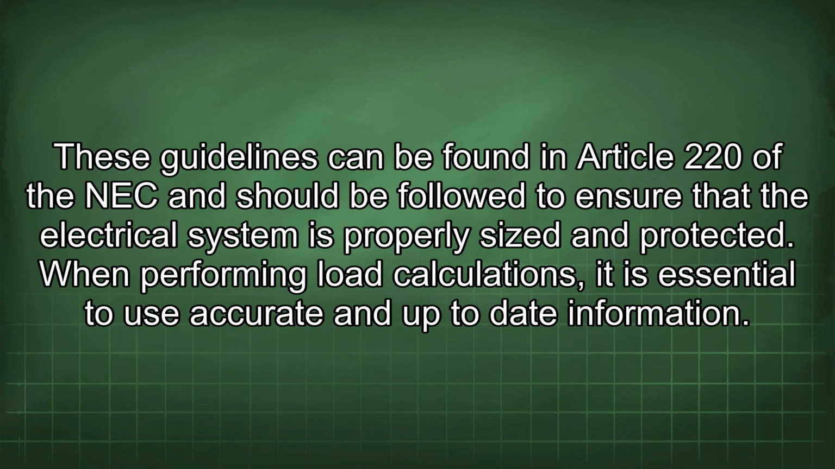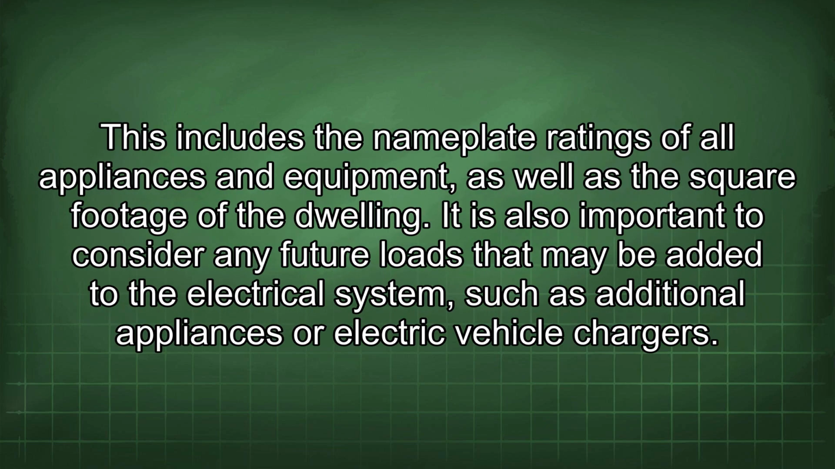These guidelines can be found in Article 220 of the NEC and should be followed to ensure that the electrical system is properly sized and protected. When performing load calculations, it is essential to use accurate and up-to-date information. This includes the nameplate ratings of all appliances and equipment, as well as the square footage of the dwelling. It is also important to consider any future loads that may be added to the electrical system, such as additional appliances or electric vehicle chargers.